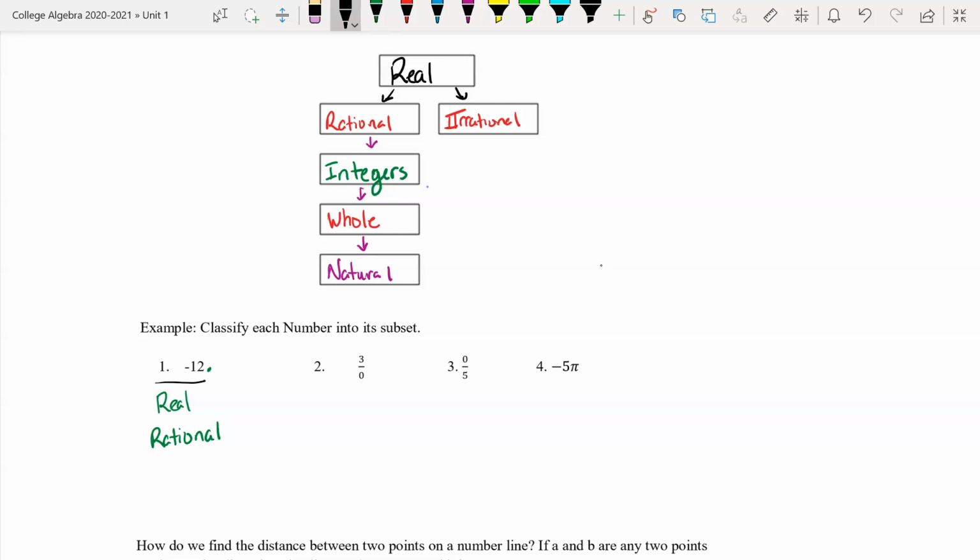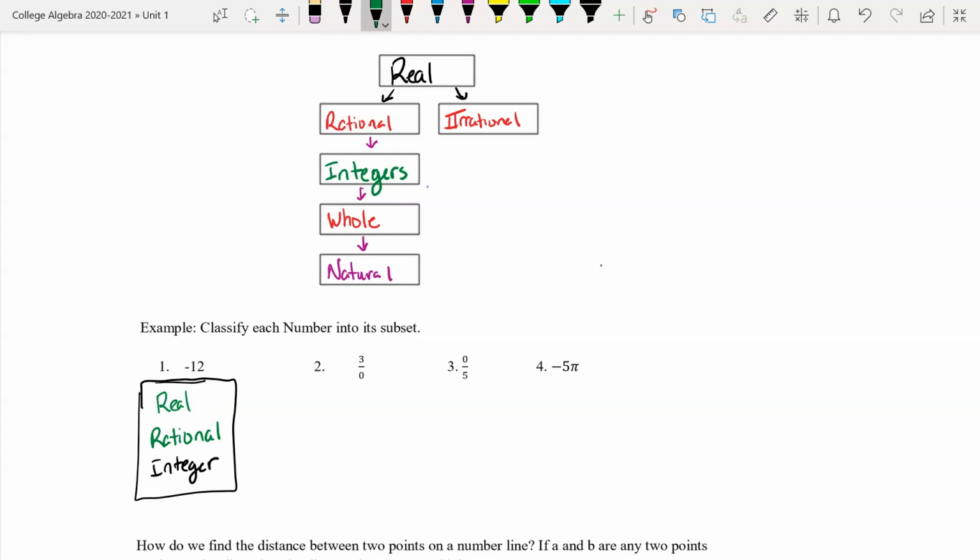Now I got to ask myself, is it an integer? So is it a negative number or a positive number or 0 that has no decimal? Well, in this case, it's a negative number without a decimal, right? So it's an integer. Now I go to the next one. Is it a whole number? Well, does it go 0 and then positive? It's a negative number, so it can't be a whole number, so I just stop there, and that's how I would classify it, as those three things.